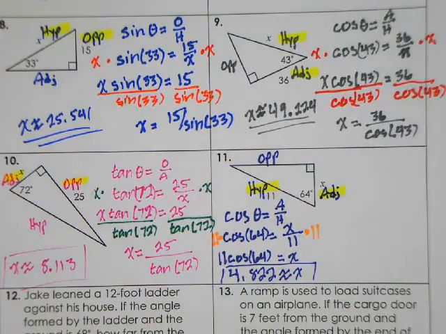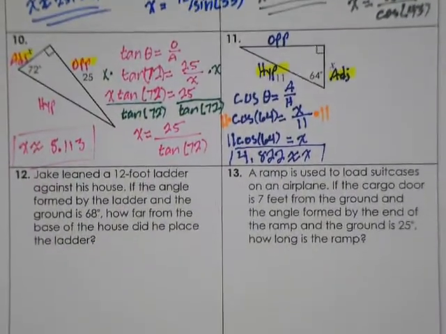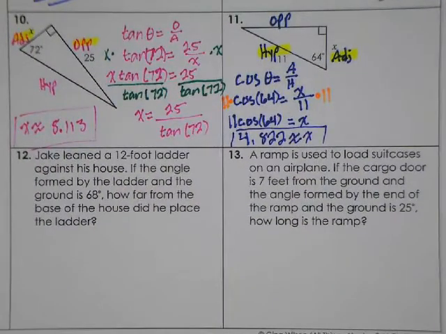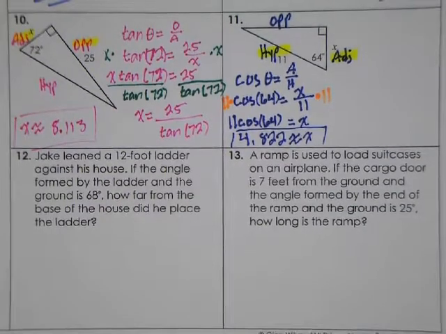So taking a look here at number 12, it says Jake leaned a 12-foot ladder against his house. The angle formed by the ladder and the ground is 68 degrees. How far from the base of the house did he place the ladder? So here, this is a very classic kind of question.